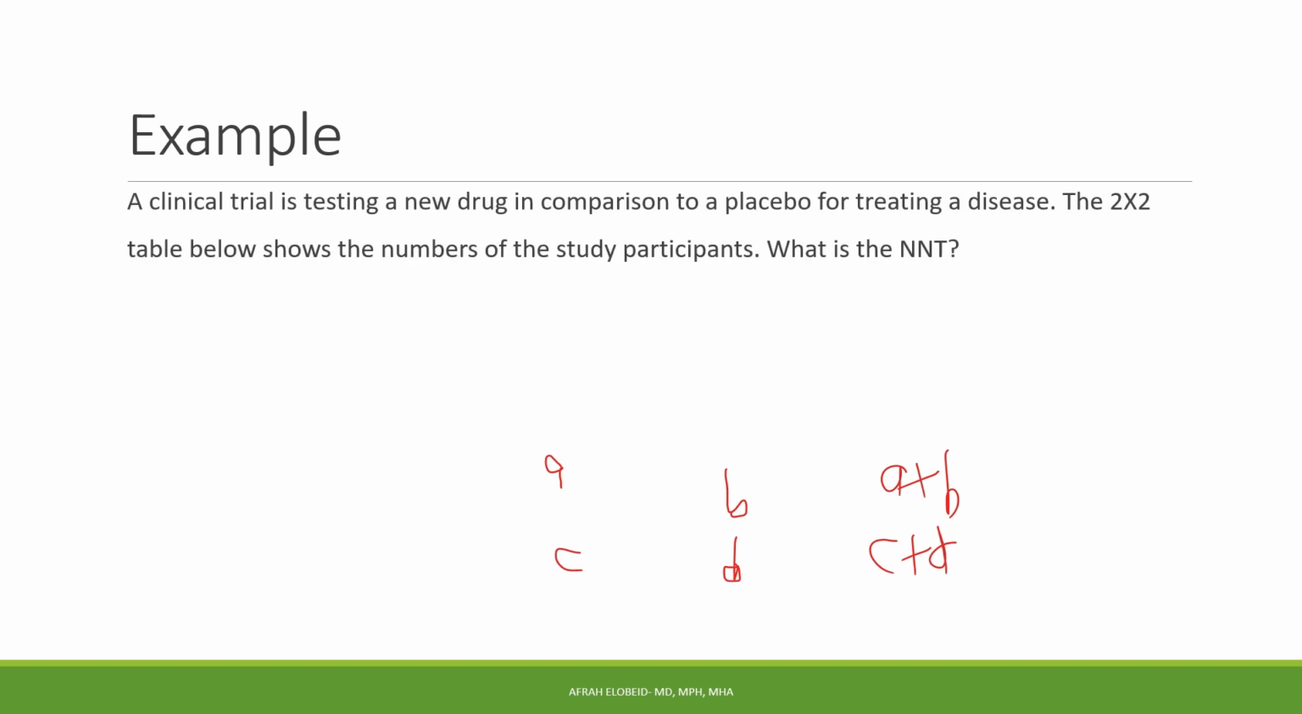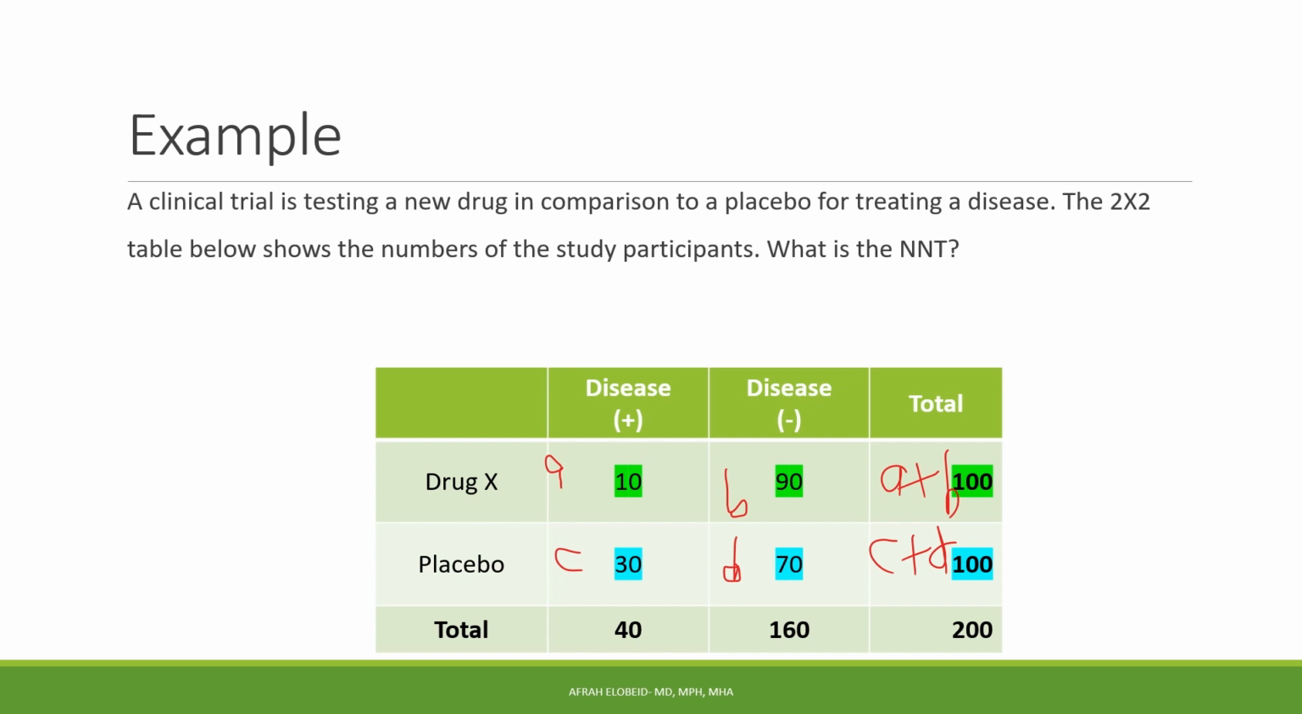So let's do the example. This one says a clinical trial is testing a new drug in comparison to a placebo for treating a disease. The 2 by 2 table below shows the numbers of the study participants. What is the number needed to treat? In this example, they gave us the 2 by 2 table ready for us, which makes it way easier. But it's not always the case. Sometimes they will give you the scenario and you need to fill in the 2 by 2 table like we have done in our previous videos. But this one is ready-made for us. I provided this example because sometimes in the examinations, you will find it like this.